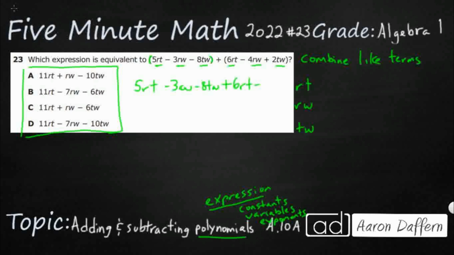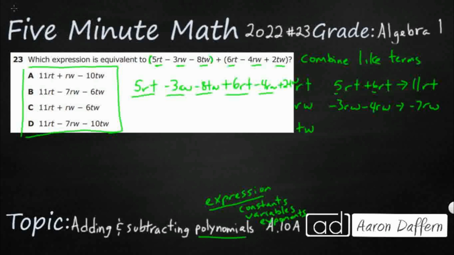6RT minus 4RW plus 2TW. All right, so now we have our terms. Let's find our RTs. I've got a 5RT and a plus 6RT. Okay, and 5RTs plus 6RTs gives me 11 RTs. Now let's do my RWs. I've got a minus 3RW. Now I've got a minus 4RW. So negative 3 minus 4 is going to get me negative 7 RW.